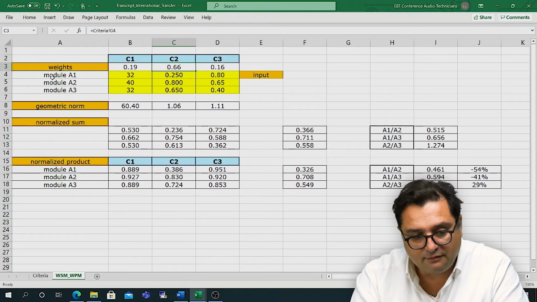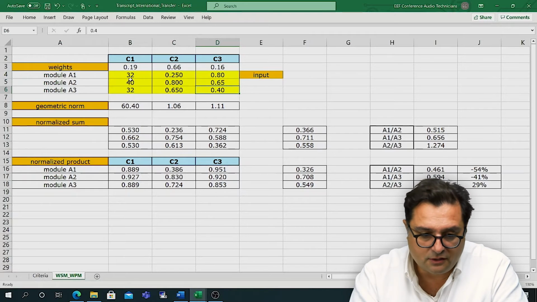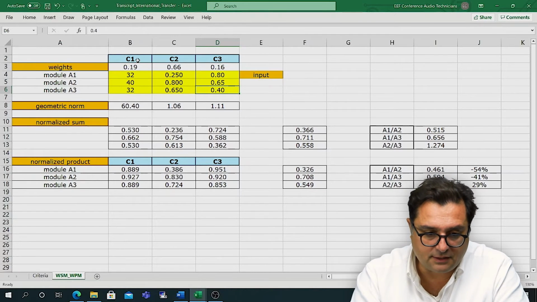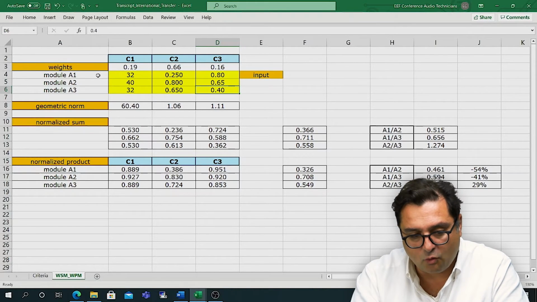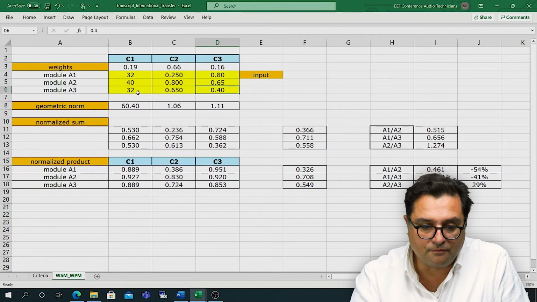So assume that we have 3 modules, module A1, A2, and A3. And here we have the input. These yellow boxes here, the yellow cells, are input. So for example, for the C1 criterion, module A1 corresponds to 32 hours of workload, module A2 to 40 hours of workload, and module 3 to 32.